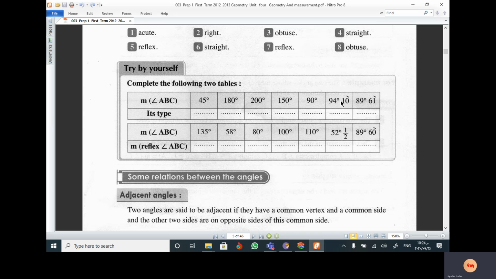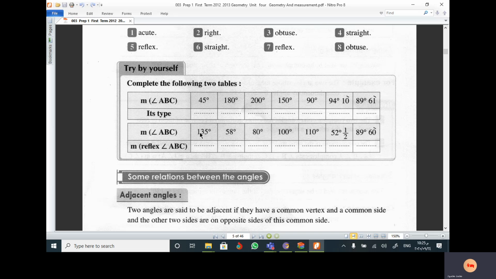94 degrees and 10 minutes is more than 90 and less than 180, so it's obtuse. 89 degrees and 61 minutes: 61 minutes is 1 degree and 1 minute. So you add 1 degree to 89, it will be 90 degrees and 1 minute. So it will be obtuse, more than 90.